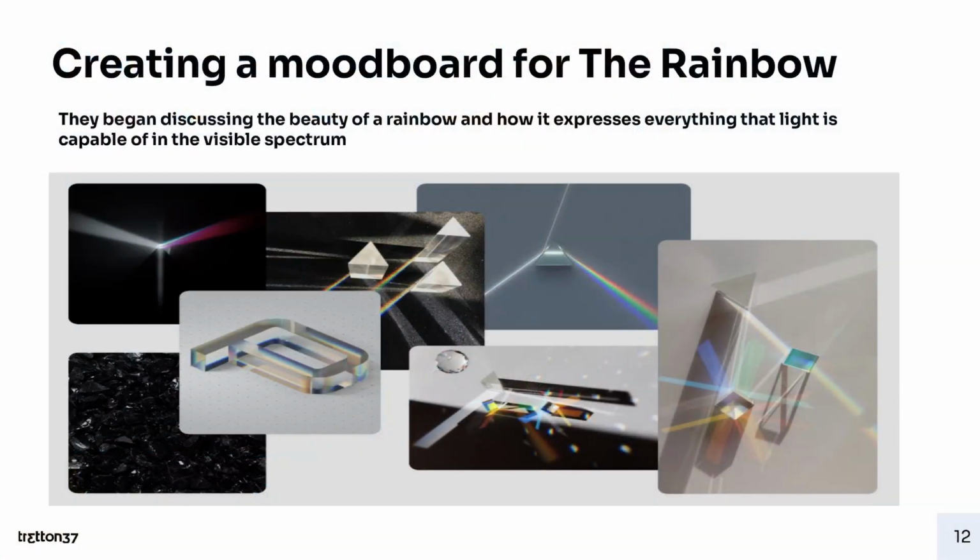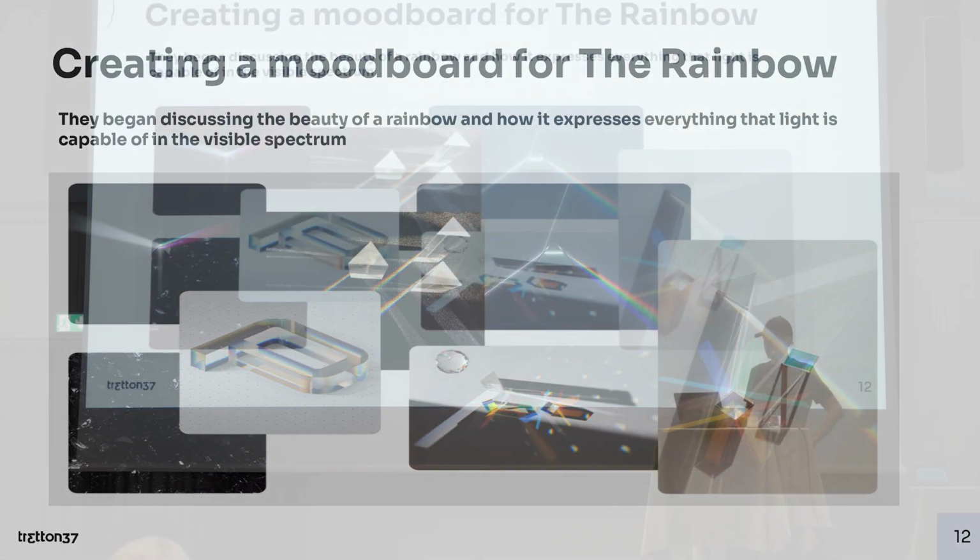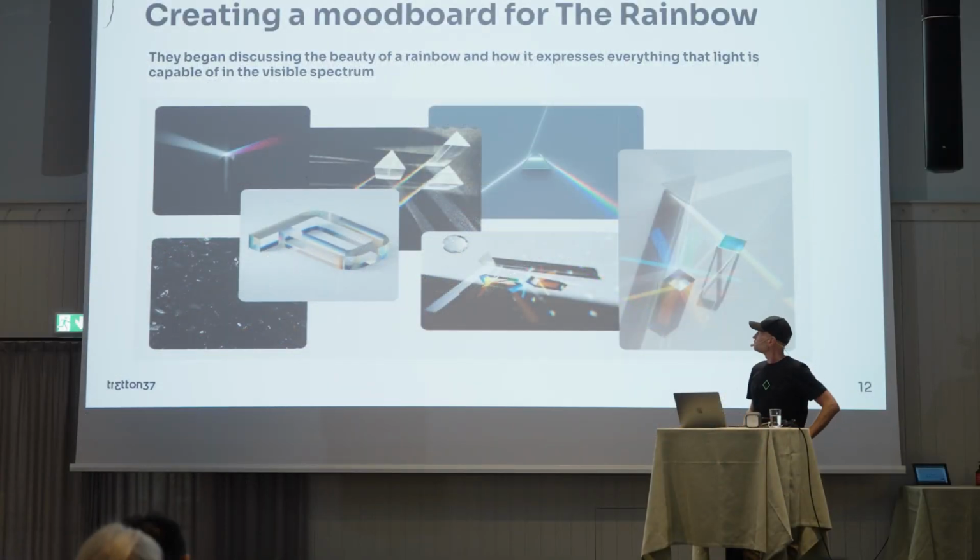So we started to create a mood board for the rainbow. We discussed the beauty of a rainbow and how it expresses everything that light is capable of in the visible spectrum. Okay, how do you approach this?